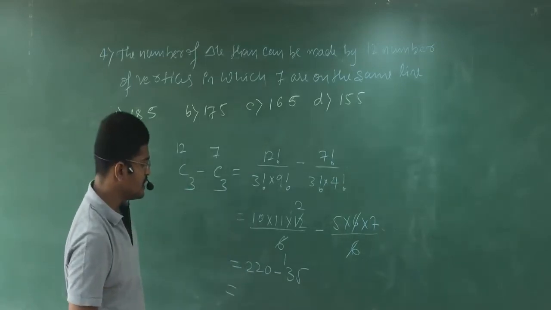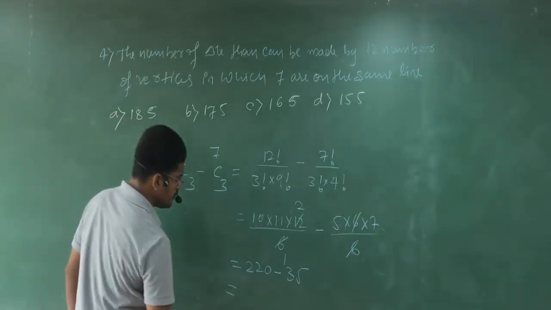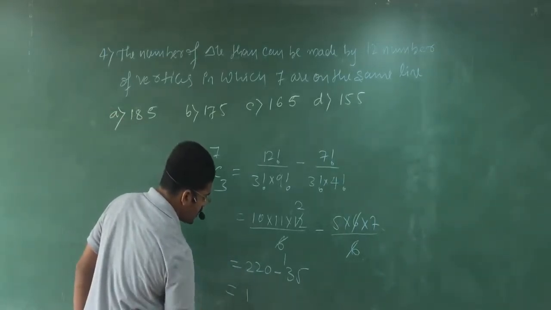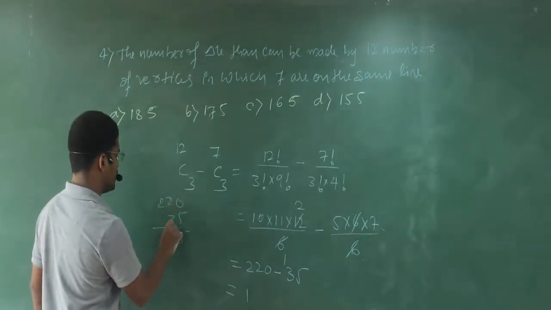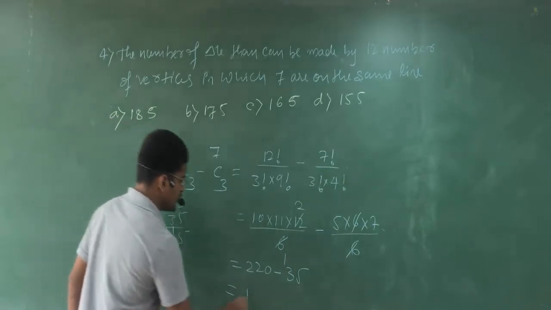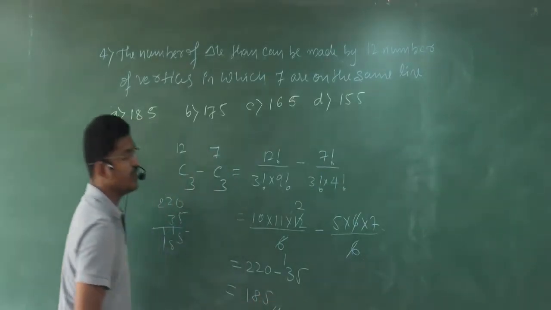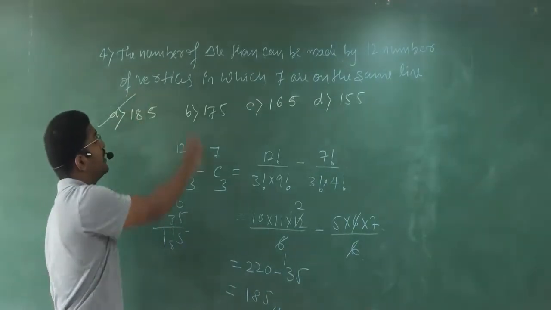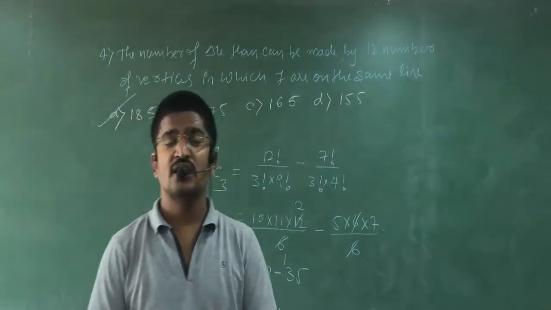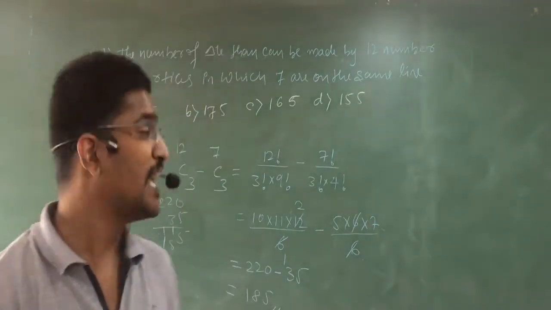220 minus 35 is 185. So your answer will be 185. Clear? I think you got how I am calculating here.